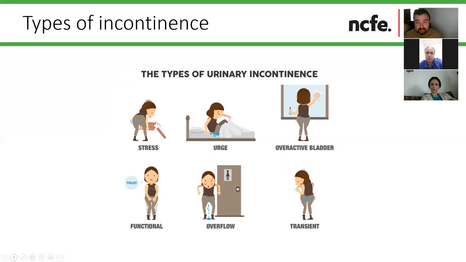Overflow is where you have too much, the bladder's overfilled, and therefore it's going to come out. So you haven't had the signal, it just overflows. And the transient one, when we're moving and walking around, we cough or sneeze, we leak. So again, that's muscle repair and different things that we could do there. So knowing the types of incontinence gives you an idea about the type of care plan you can write, okay?